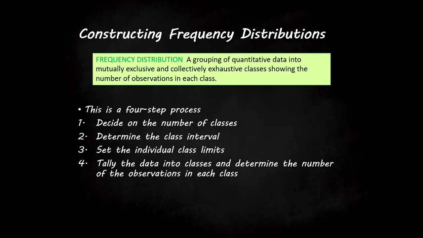The very first step is you need to decide on the number of classes. You have 180 observations. You need to figure out, okay, how can I break these 180 observations up into really easy to understand classes? Next, you determine the class interval. In other words, you might have 15 classes, and so each class might have an interval of 10 units or something to that effect. Next, you set the individual class limits. The class limits are the high and the low point of each class. And then after that, you tally the data into classes and determine the number of observations in each class.